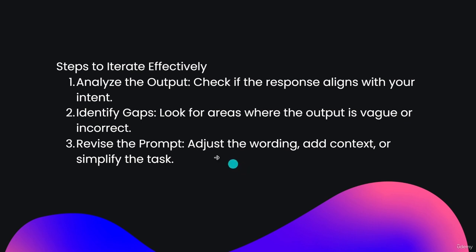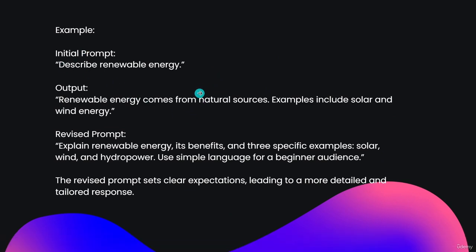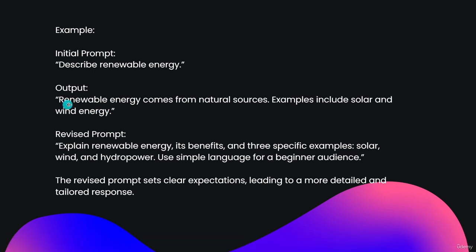Iterative prompting is very easy, like chatting with our colleagues and friends. We will see some examples to get a better understanding. You can see the initial prompt: describe renewable energy. The output will be longer, but for example, I have taken two lines only: renewable energy comes from natural resources. Examples include solar and wind energy. This is just a simple answer that I have taken for this, but the output can be very long.